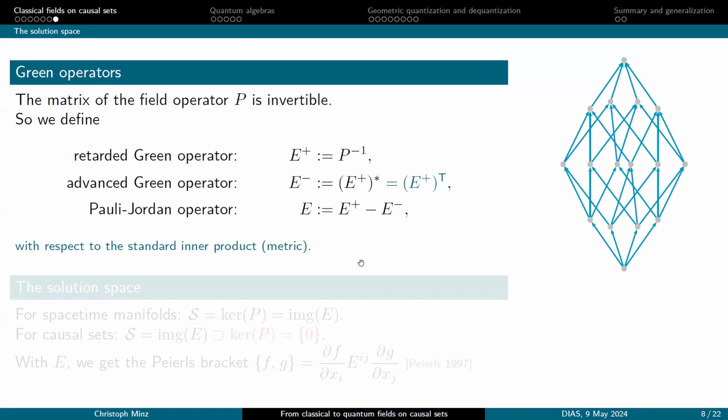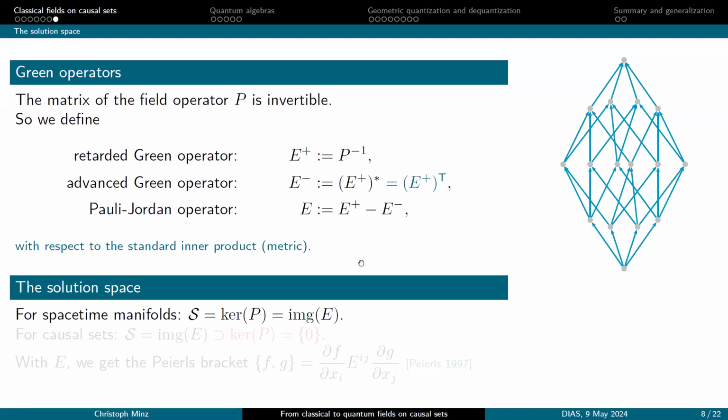Okay, so you can do a similar approach. Of course, you wouldn't use the inverse of P, but you can also formulate a retarded and advanced operator for a space-time manifold. And then for space-time manifolds, we actually know that the solution space, as we usually want to take it, as the kernel of this operator P, is actually equivalent to the image of the Pauli-Jordan. But this actually only holds for space-times.